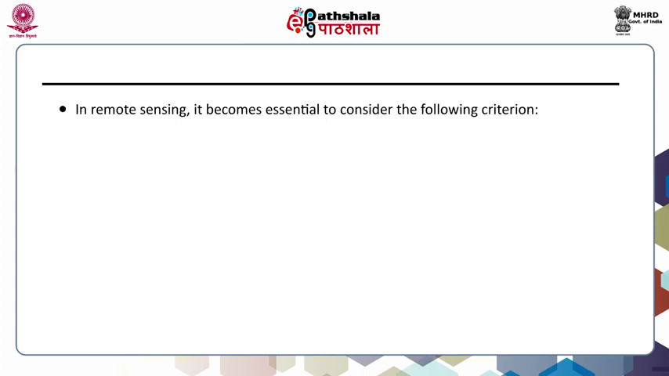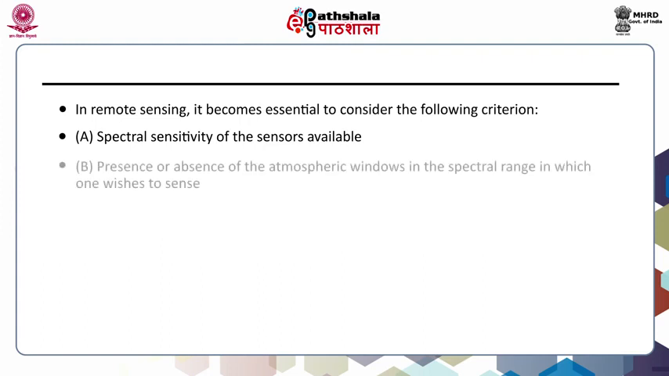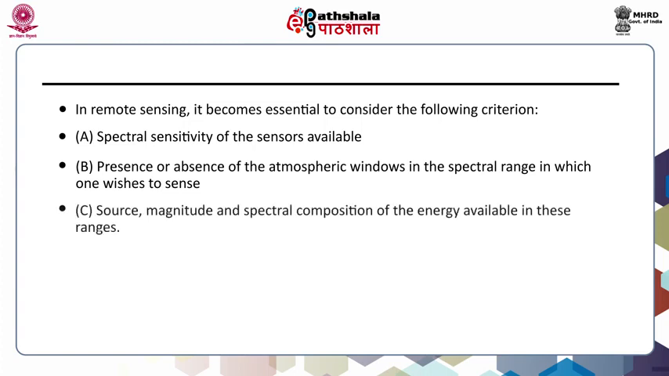In remote sensing, it becomes essential to consider the following criteria. First one is the spectral sensitivity of the sensors available. Second one is the presence or absence of the atmospheric windows in the spectral range in which one wishes to sense. Third one is the source, magnitude, and spectral composition of the energy available in the range.